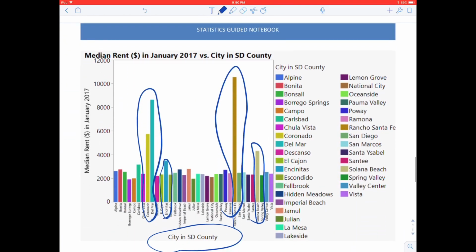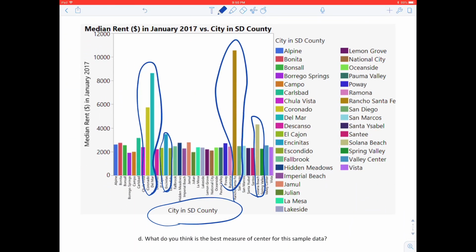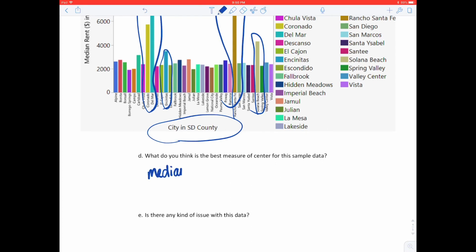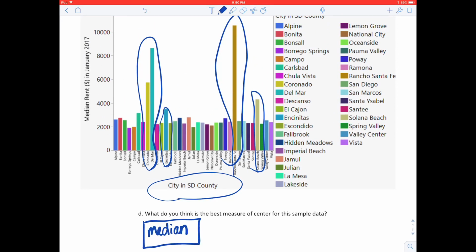So it looks to me like the arithmetic mean is not the best measure. Mode's not the best measure. So I believe the median is the best measure because the median is resistant to extreme values. I would definitely call the median rent in Coronado, Del Mar, and Rancho Santa Fe. Those would definitely increase the average when you're talking about the arithmetic mean. Does that make sense?